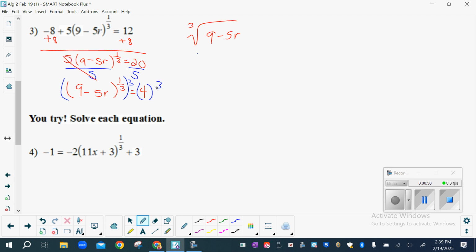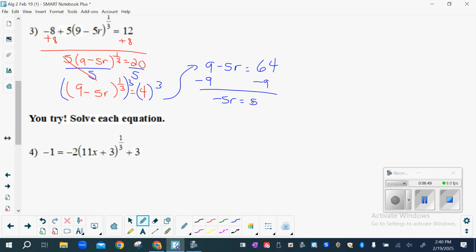So this 1/3 and this 3 cancel each other out, and so then we have 9 minus 5r is equal to, what's 4 to the 3rd? 64. Then we subtract 9 and divide by -5. And we get r is -11. Go ahead and do the U-try, please.